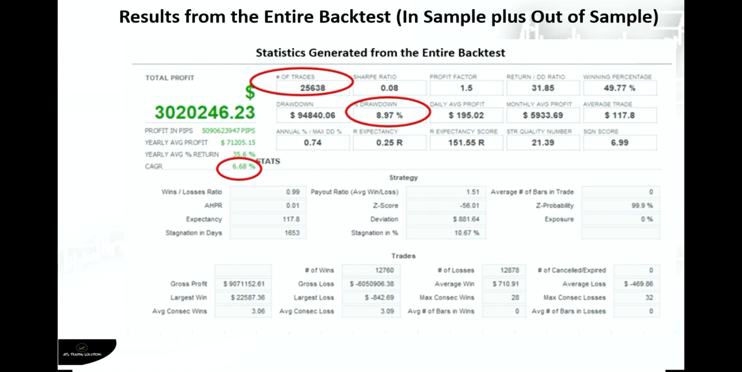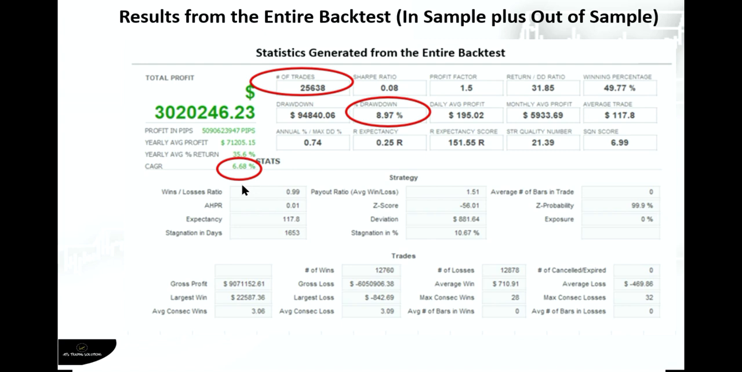So now let's have a look at some of the statistics generated by the entire backtest, which includes the in-sample and out-of-sample performance data, to see how we can clearly be misled by the result. So from the number of trades here, we would assume that 25,638 trades would provide statistical validity to our method. We would also assume that the drawdown of 8.9% was a representative maximum drawdown to expect on unseen data, and we would assume an average yearly return of 35.6%, or a compound annual growth rate of 6.68% was an expected result we could apply as a performance benchmark.